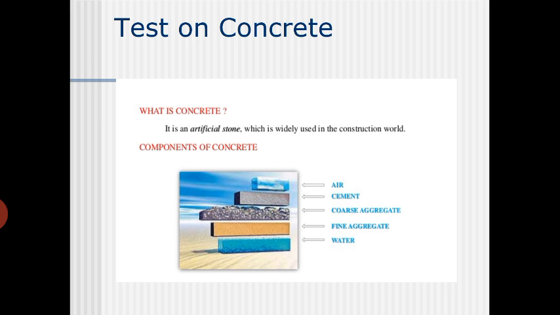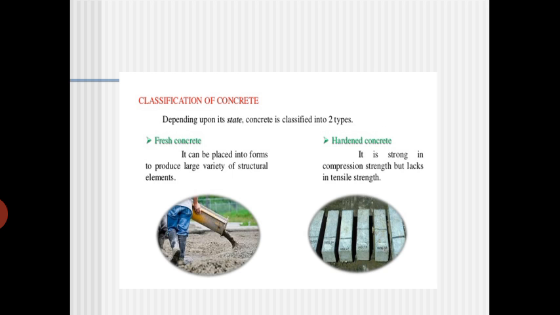Sometimes we have to do the air curing, where the moisture level will be more, there we'll use it. If the moisture is very less, then we'll go for the water curing for 7 days, 14 days, 28 days, like that. Then the classification of the concrete: depending upon the state, the concrete is classified into 2 types. The first one is fresh concrete, the second one is hardened concrete.